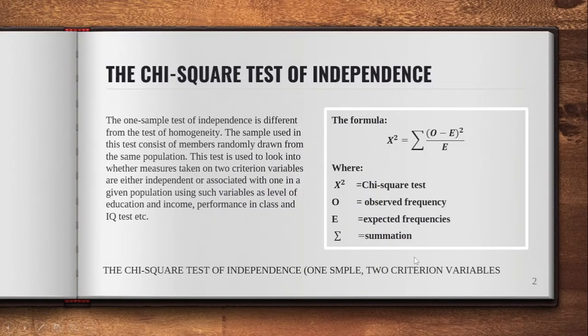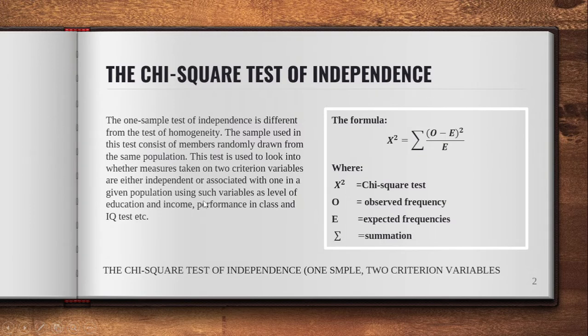The one sample test of independence is different from the test of homogeneity. The sample used in this test consists of members randomly drawn from the same population. This test is used to look into whether measures taken on two criterion variables are either independent or associated with one another in a given population, using such variables as level of education and income, performance in class and IQ test, etc.